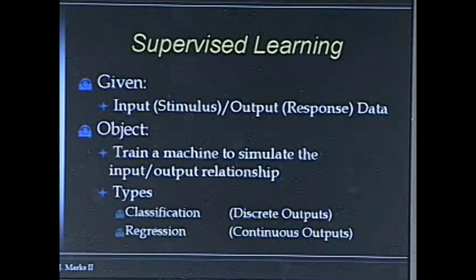Supervised learning is when you give a stimulus, there's a response. We are given an input or a stimulus, and there's a corresponding output, which is a response. Usually these are represented in some sort of database, or they are generated from a real-time process where data can be obtained. The problem is to train a machine to simulate the input-output relationship. We might, for example, like to train something to learn the difference between trees and shrubberies.